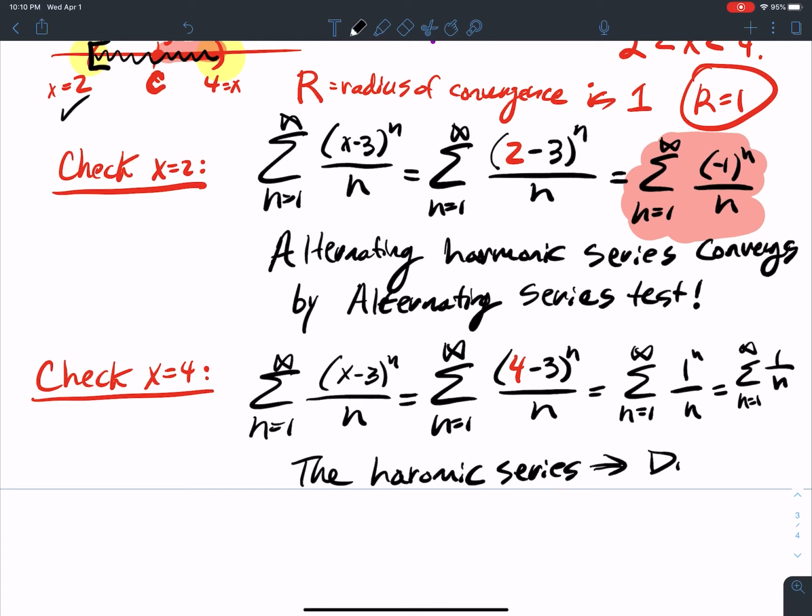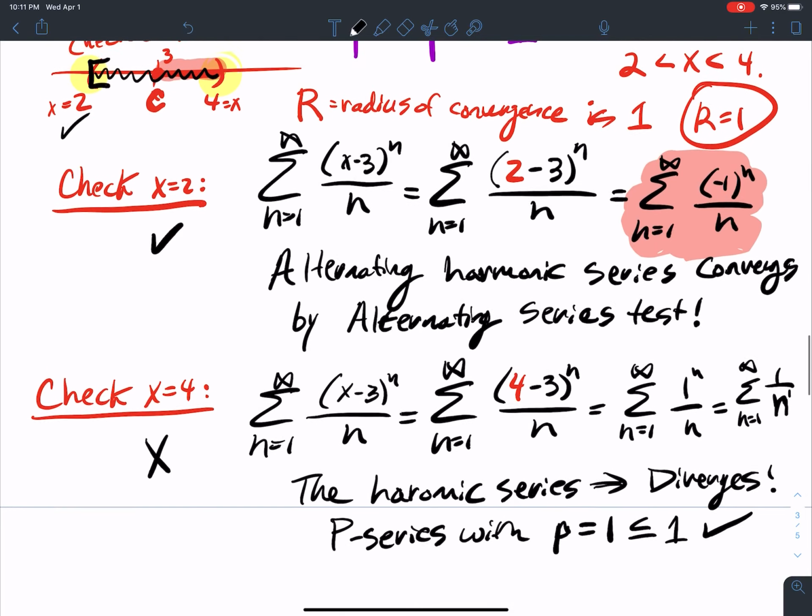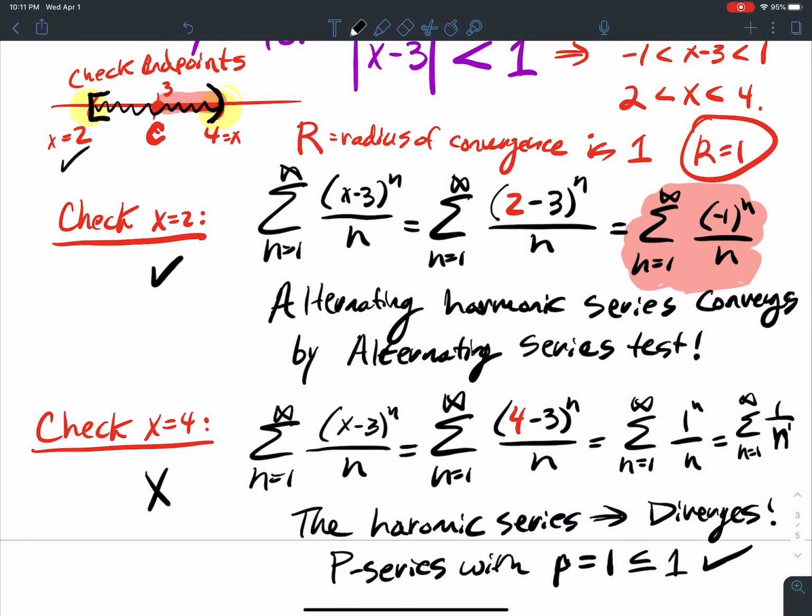and it diverges. How do I know it diverges? This is a p series with p equal to 1, which is less than or equal to 1. That's my test. The p-series test tells me that this diverges. P equal to 1 here for the harmonic series. So it's a no-go here, but it worked here. So what does that mean? This is a parentheses there, but a bracket on this side.